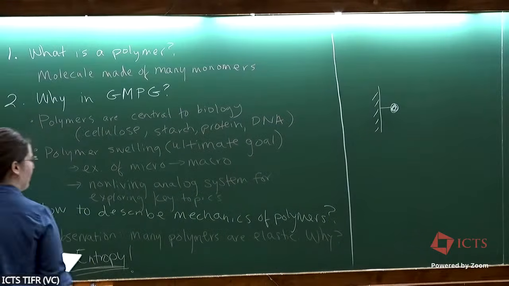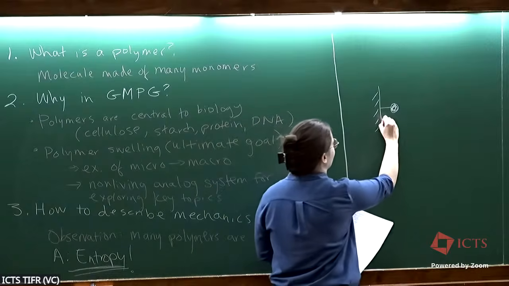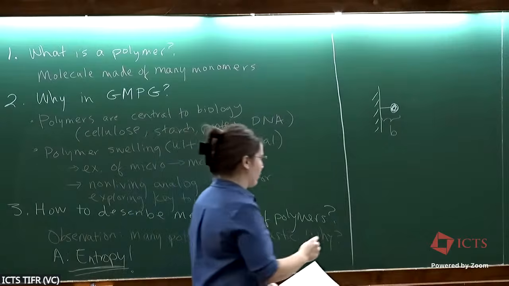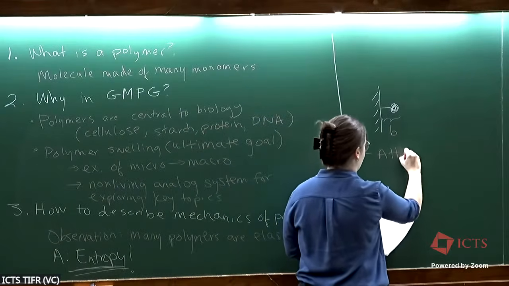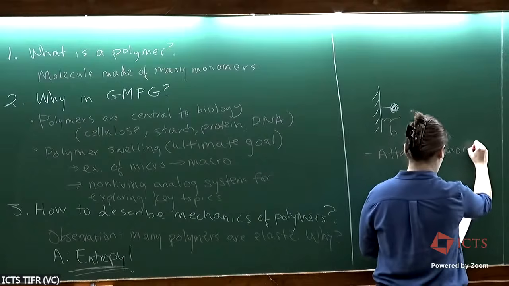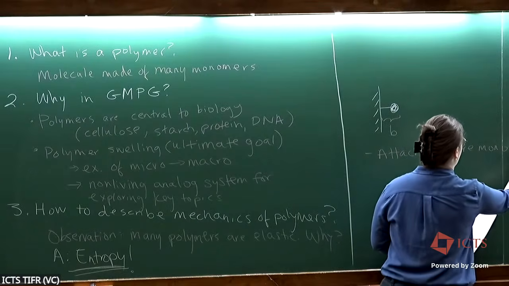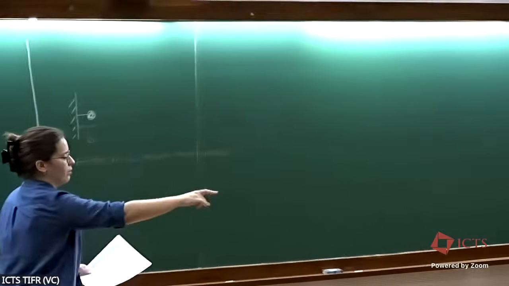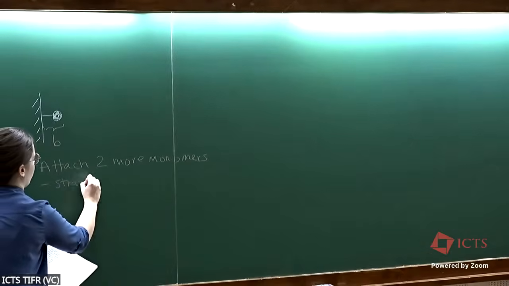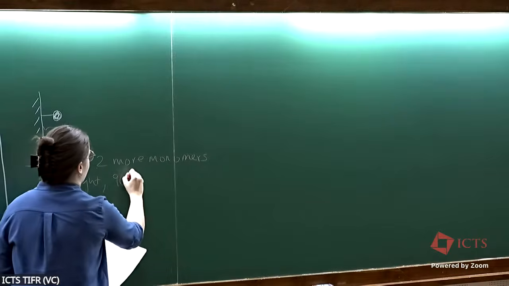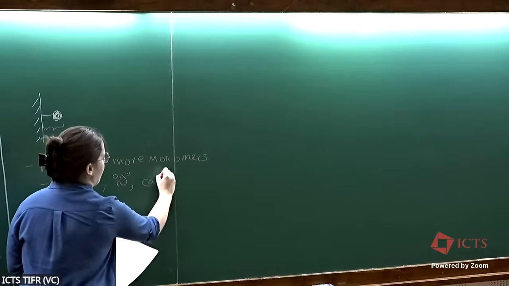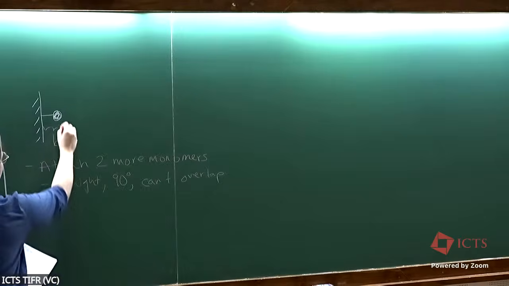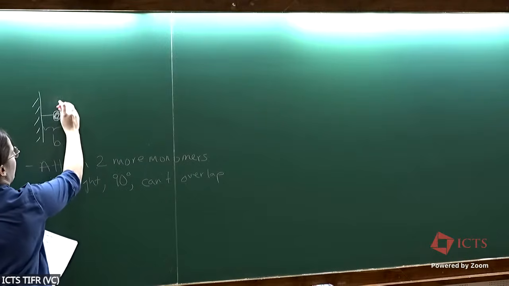And it has some length, B. And we want to attach 2 more monomers. We can do that by either having them go straight or 90 degrees. But they can't overlap what they've already done. And so you're attaching a bond to this last one.